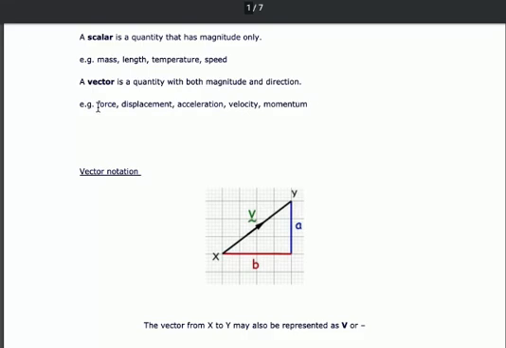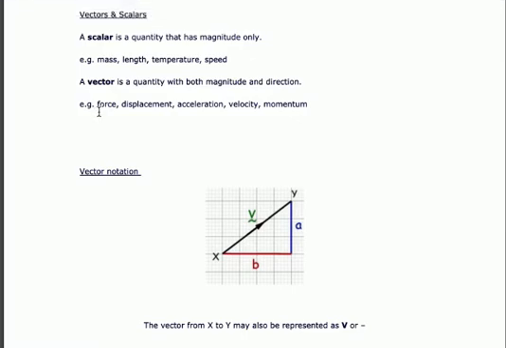I will give an example of force. We can say a donkey applied a force of 20 newtons to the east. 20 newtons is the magnitude and going to the east is the direction.